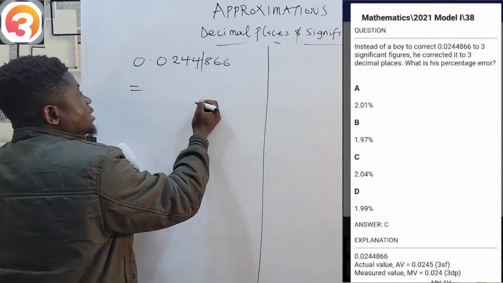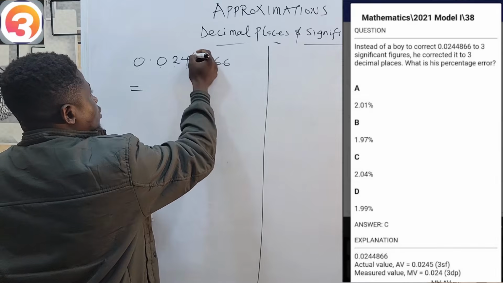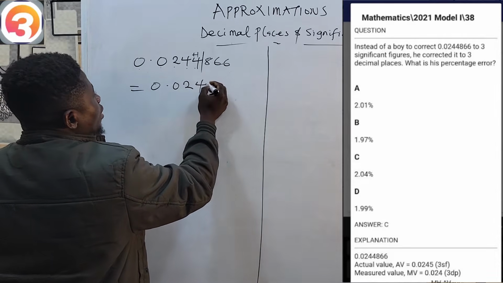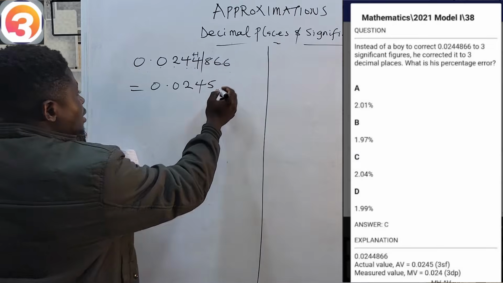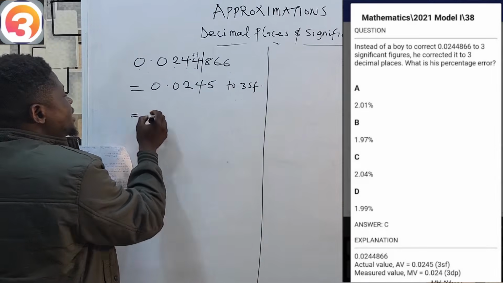You rule, right? So this is what? Do you round up 8 or round down 8? You round up 8, plus 1. All this one becomes 0. You're going to have 0.0245. This one to what? Three significant figures.